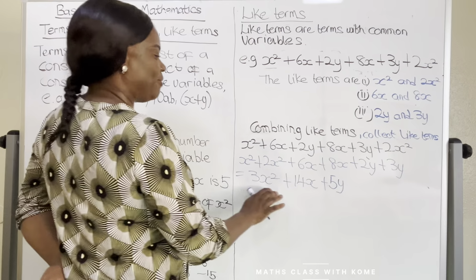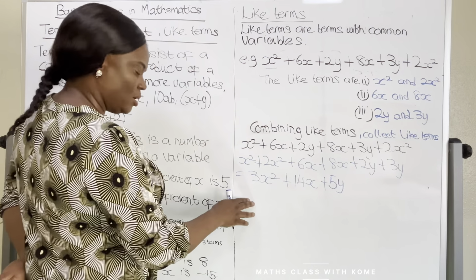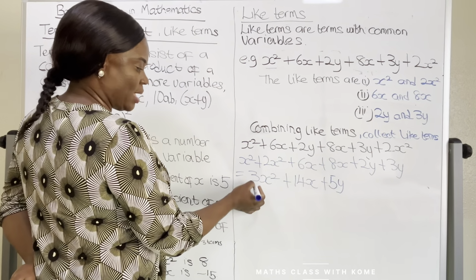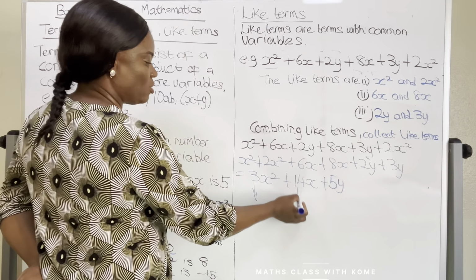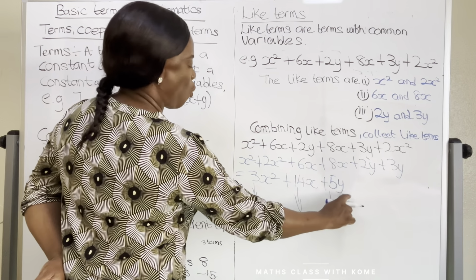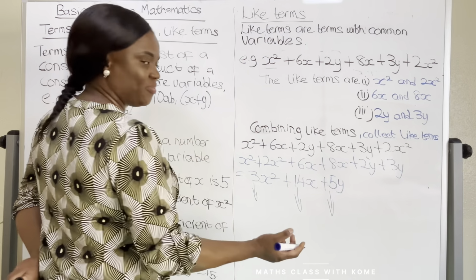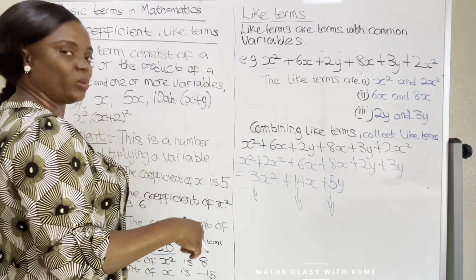Now, in this final expression, the coefficient of x squared here is 3, the coefficient of x is 14, the coefficient of y is 5. Hope we are learning this.